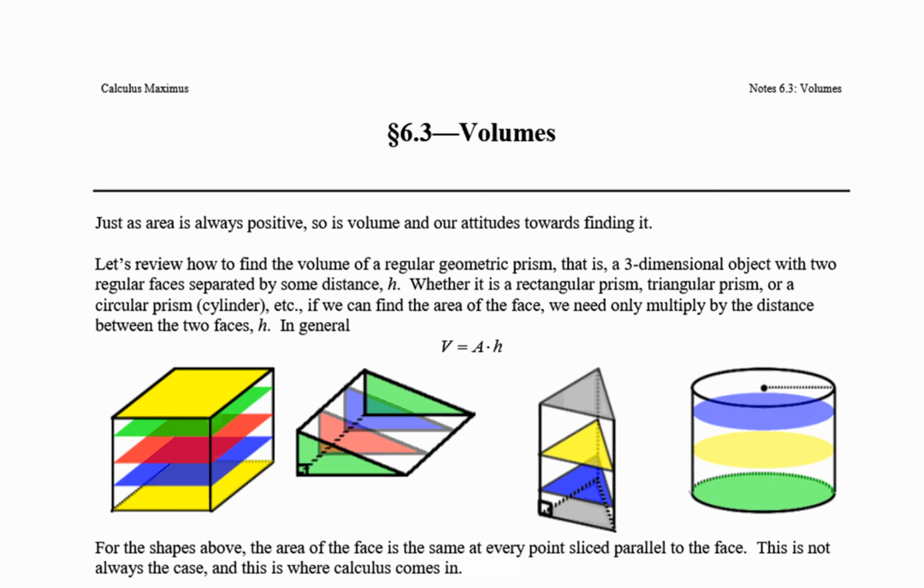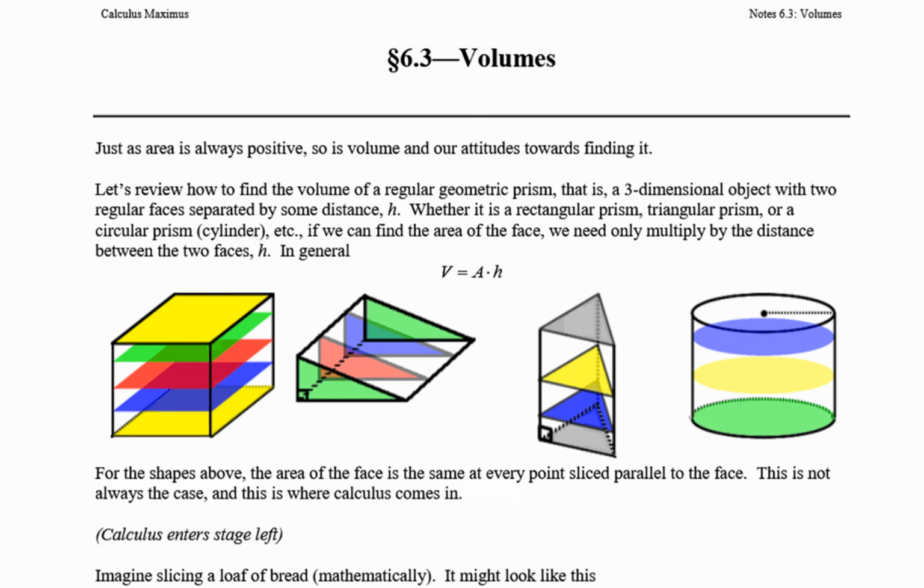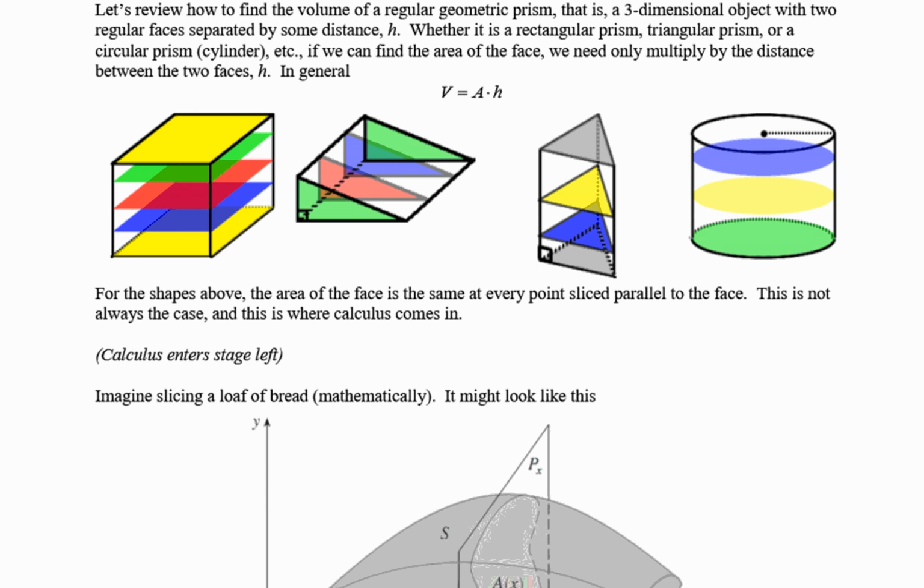Okay, we have section 6.3, volumes. Just as area before was always positive, so is volume, and our attitudes towards finding it. Back in geometry, to find volume, we could have done area of the base times the height, or area of the face times the height. And the faces usually in geometry remain consistent.